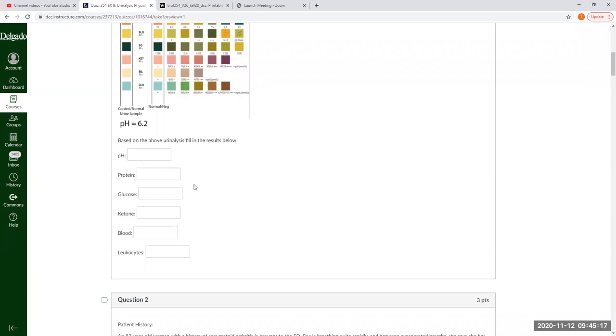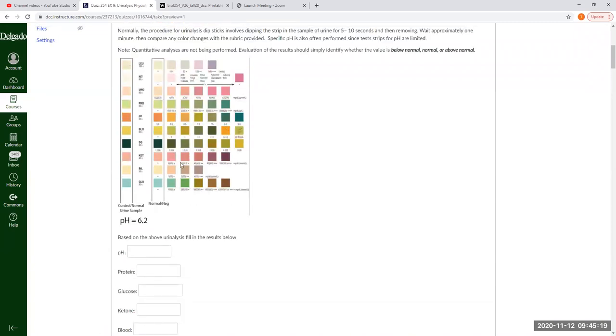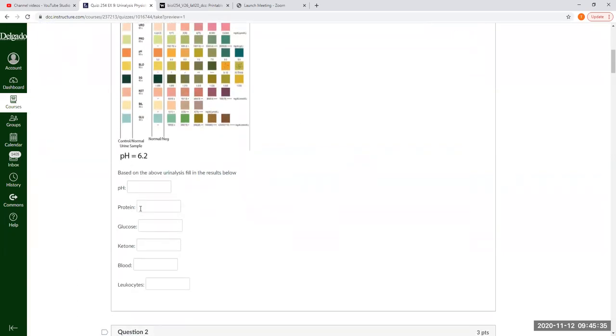Then you look up here for protein. And on here, you see protein right there, PRO. You see the color of it right there. Same color as a normal right here. And so in your little chart at the bottom, you would say, okay, that's normal. So you would write down here, negative slash normal, something like that, or just write negative or normal. You're not writing a number.